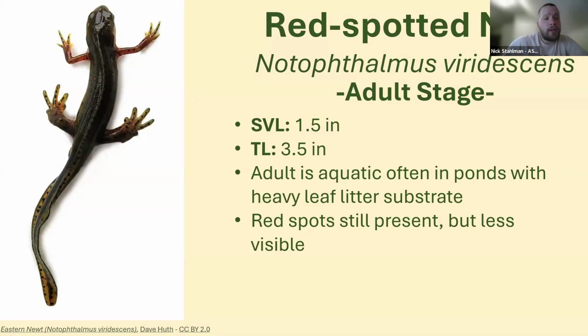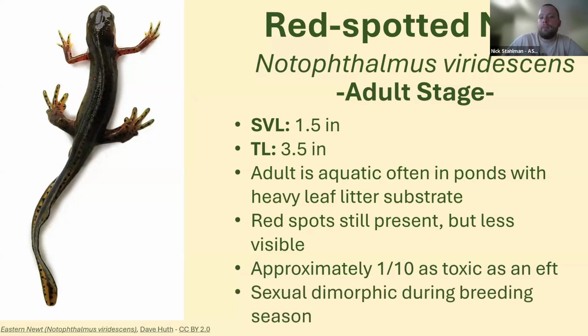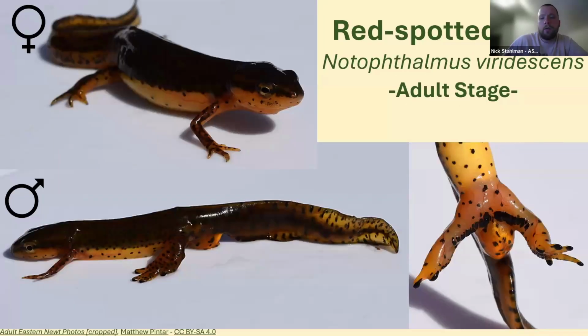The red spots are still present, they're not as visible, and it's approximately a tenth of the toxin. So instead of 250 mice, it's about 25 mice. So still toxic. They're also very sexually dimorphic during breeding season, so you can tell the male and the female apart. If you ever go with someone to sample newts, sometimes you'll put in the fish net during breeding season, and you'll pick up like 50 individual newts in that single net. And you can then try to figure out which ones are the male and the female. So we got the female on the top here, the male down below.